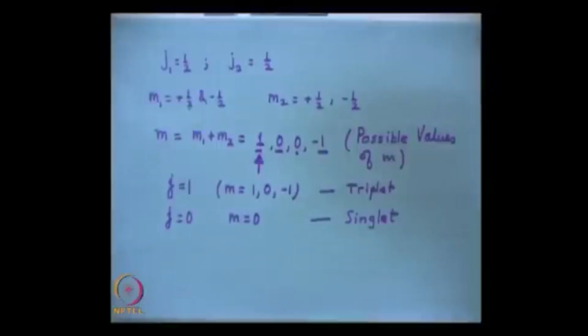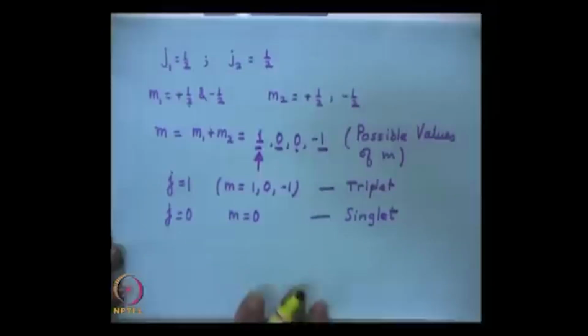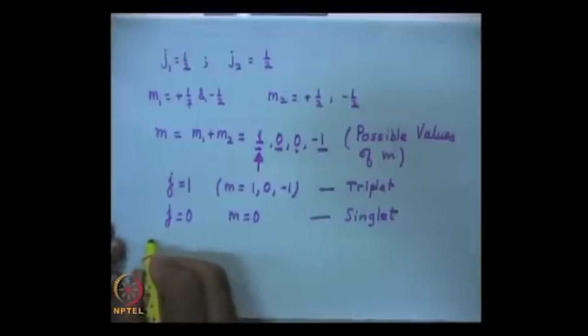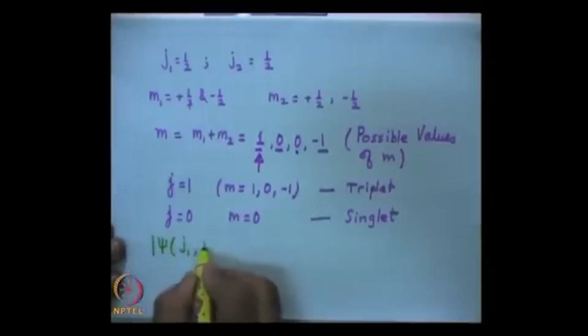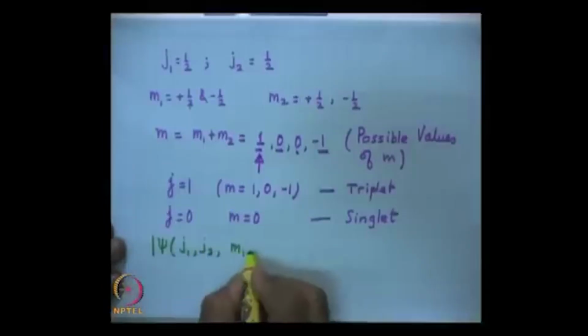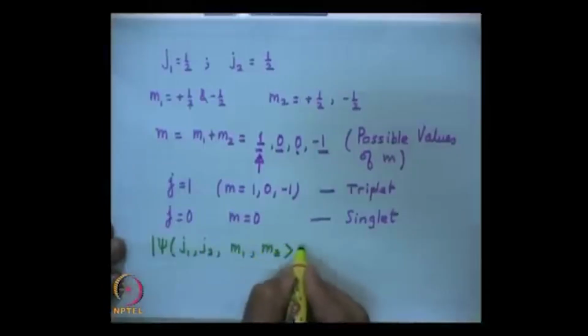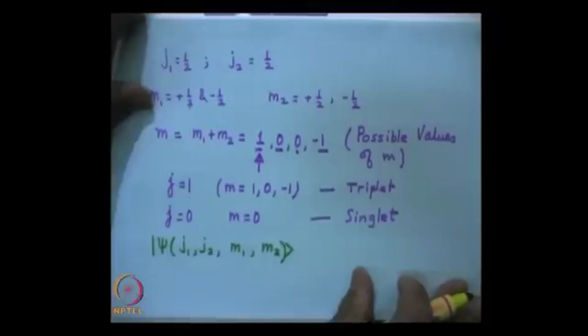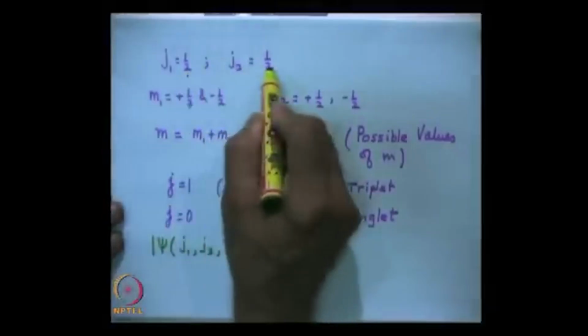Now, let me go back to this slide. Let me go back to the case. I hope you now understand the algebra. So, we consider two spin half problems. So, we have 4 psi functions. Please see, the psi functions are psi j1, j2, m1, m2. So, let me write it down. So, J1 is half and J2 is half.